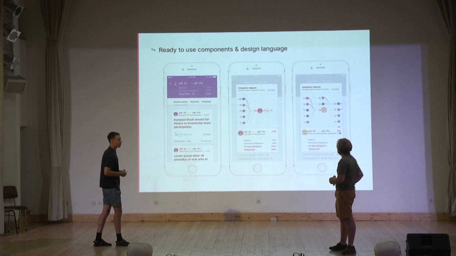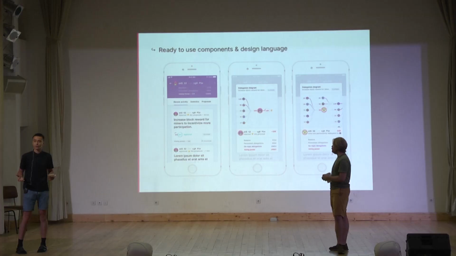And another problem, of course, we had was the governance model. I think Emin is going to talk about it later. How can we display how the votes are being delegated in a proper overview, which is understandable for a first-time user as well?